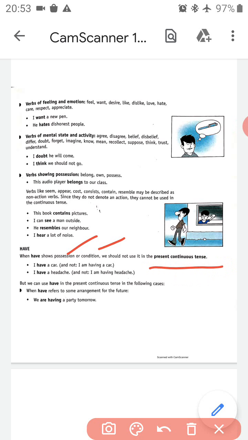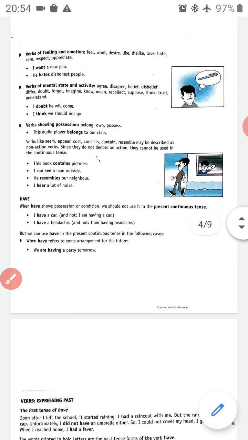tense, but we can use have in present continuous in the following case. When can we use have in the present continuous tense? When have refers to some arrangement, when we are talking about arrangements we are making for the future, in that case we can use have in present continuous tense. Like, we are having a party tomorrow, so we are talking about something in the future. So whenever we are making an arrangement for the future or talking about the future, we can use have in present continuous tense. But when we are using have to show ownership or condition, in that case we won't use have in present continuous tense.